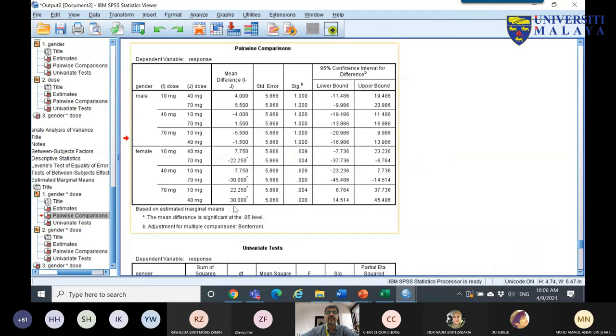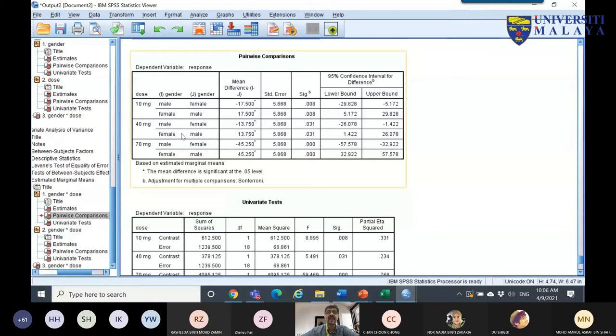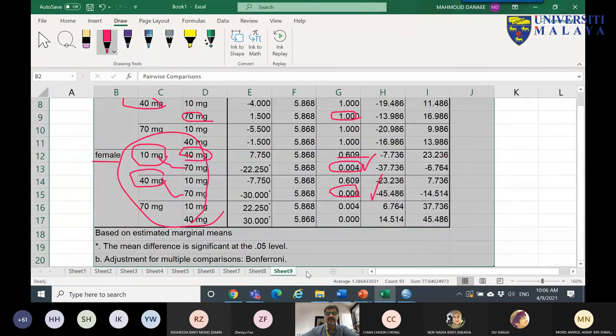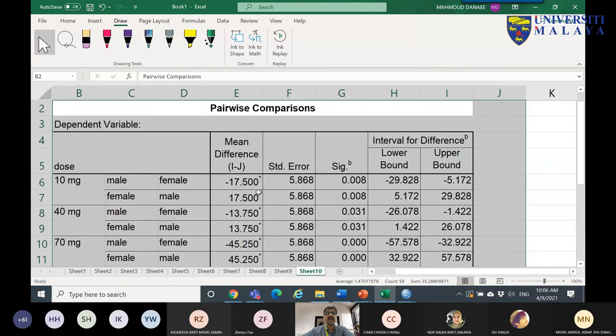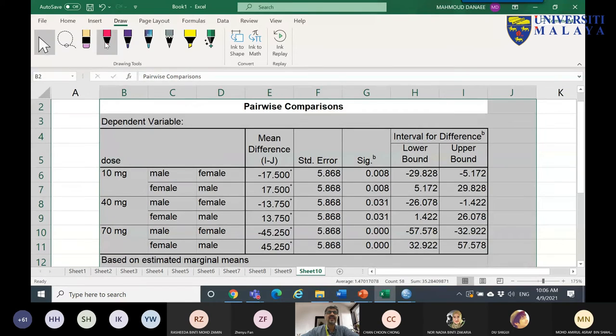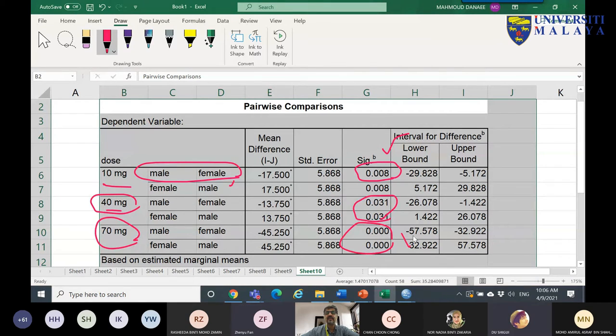Now I have another table. The next table is the comparison between male and female. Let me copy this table. So now this table shows the comparison between genders at different dosages. Is there any significant difference between male and female at 10 mg? Yes. Is there any difference between male and female at 40 mg? Yes. And 70 mg? Yes.